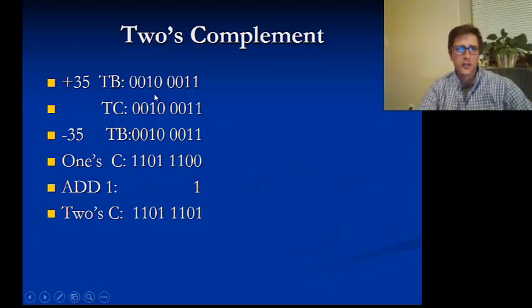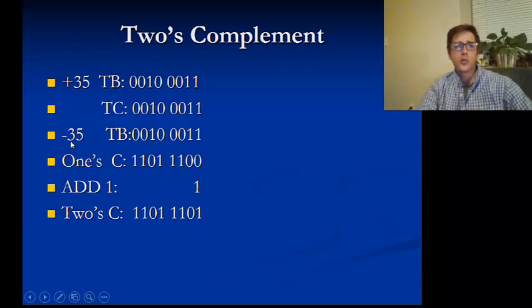We see here we have our true binary for 35. So 35 is our number. The true binary for that is 32 plus 3, which is 35. Now our two's complement is going to be identical because we have a positive sign here. Because it's positive, 35 in true binary is the same as two's complement.